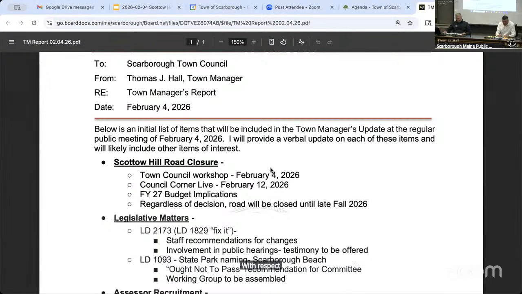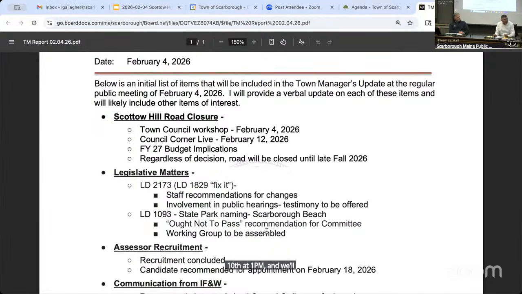With respect to legislative matters, and this is something the council's really directed me to spend a little more time with this year, and I heartily agree that it's too important not to. I want to report on 2 legislative matters. One is the so-called Fix-It Bill for 1829. It is LD 2173. There's a matter on your agenda later this evening, which is essentially testimony staff has prepared with a lot of council input and some other colleague input. There's a public hearing on this bill on February 10th at 1 p.m. And we'll sort out who actually offers the testimony.